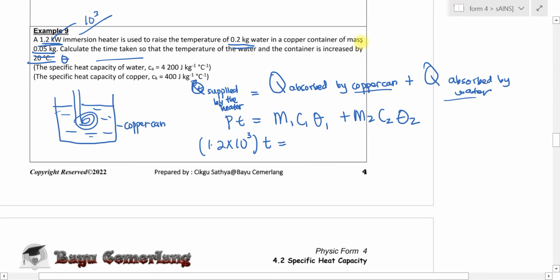Okay, mass 1. Mass 1, copper can punya mass adalah 0.05. Specific heat capacity of the copper, 400. Bracket. Theta is, okay, container, both also, I think both also having the same theta, 20 degrees Celsius. So it becomes theta only lah. Okay, it becomes theta only.